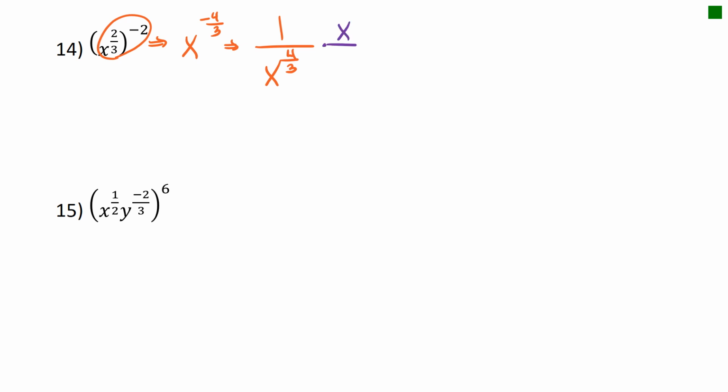So I need to multiply by x to some power. Now remember, I'm going to add that power and this power, and they have to equal a nice integer. So if I take 1 more third, that only gives me 5/3. But if I take 2/3, that gives me x to the 6/3, which is going to become x to the 2nd.